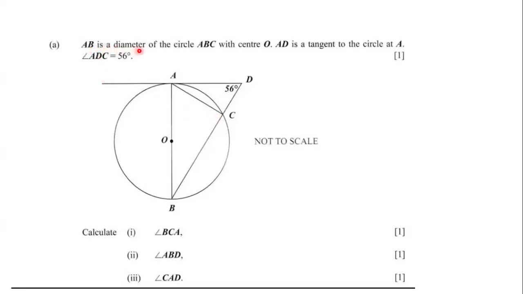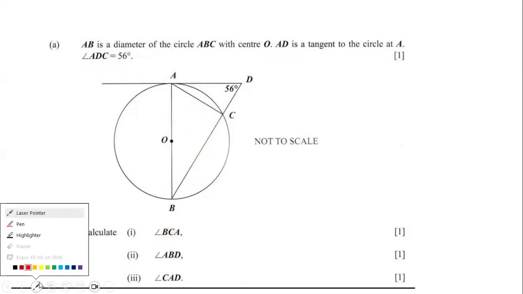AB is the diameter of the circle ABC with center O. AD is the tangent to the circle at A, and angle ADC is equal to 56 degrees. And here we have this diagram, and our goal is to calculate angle BCA. So what angle are they really talking about?